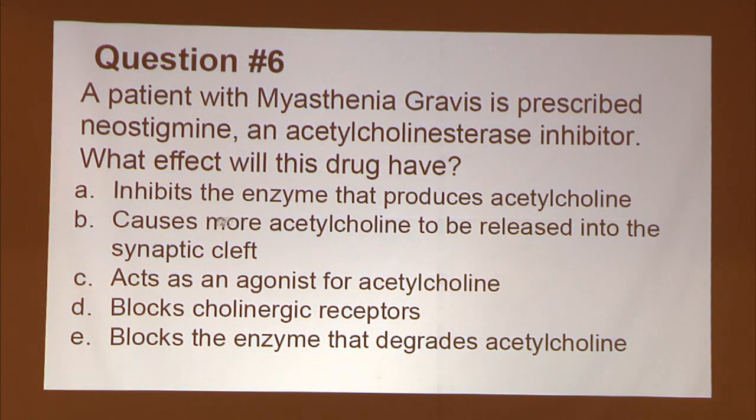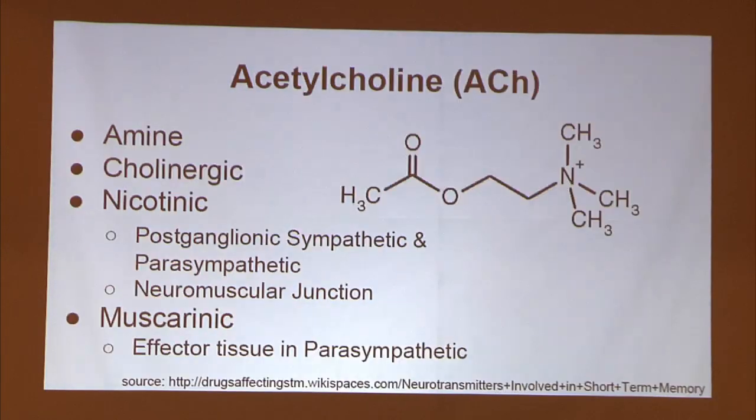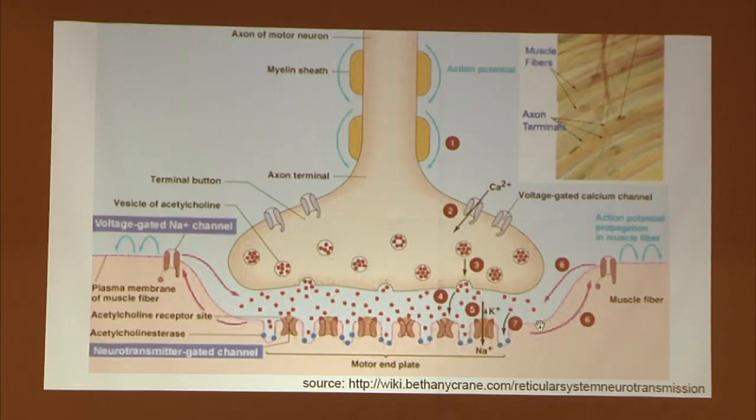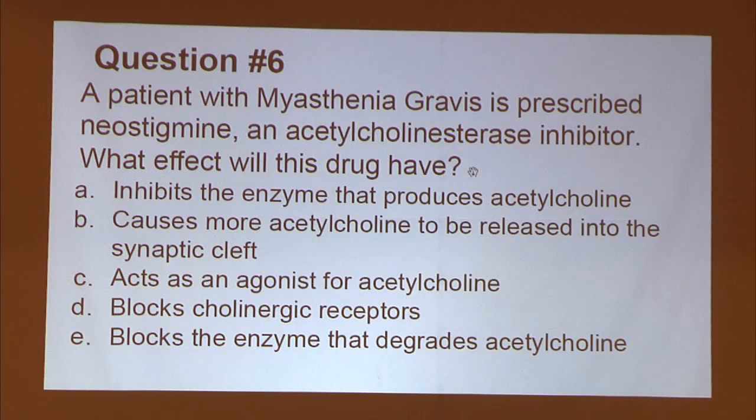So A says it's inhibiting the enzyme that produces acetylcholine, which is not true because what produces acetylcholine is CHAT, or choline acetyltransferase. And it's not a choline acetyltransferase inhibitor, so that one's not right. B says it causes more acetylcholine to be released into the synaptic cleft. Not exactly. I think that's actually a toxin that makes the acetylcholine be released more and more. I think that's black widow spider venom.